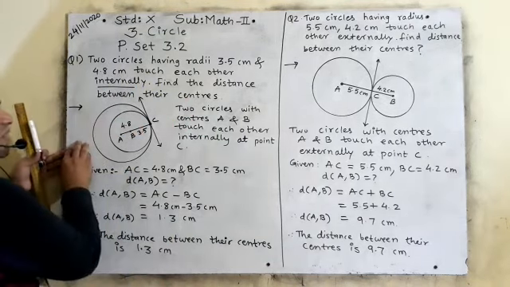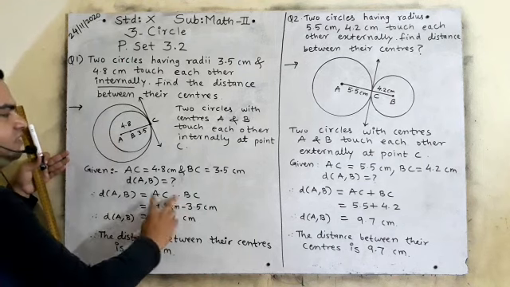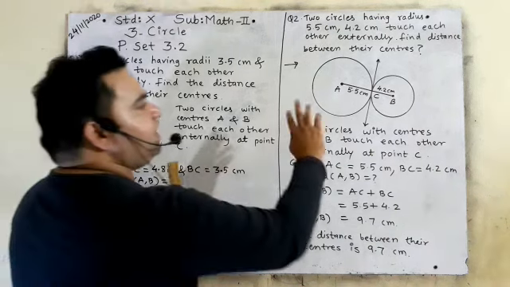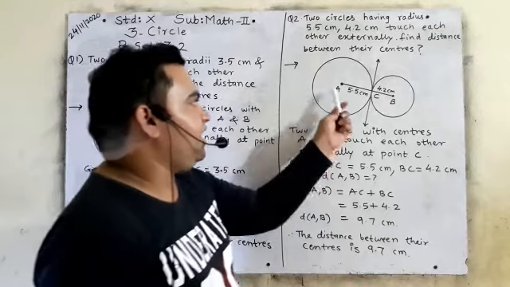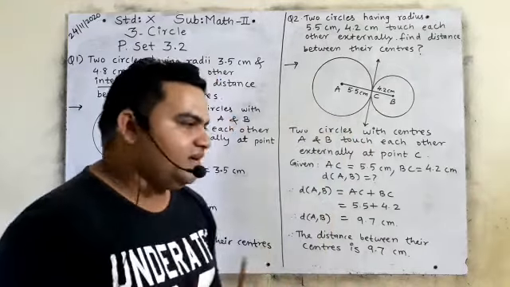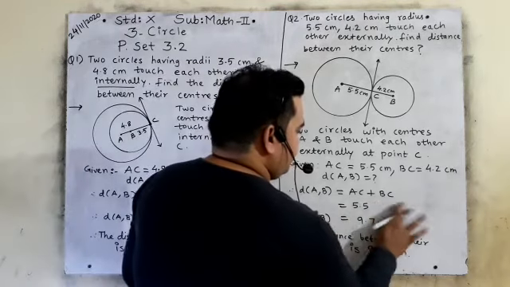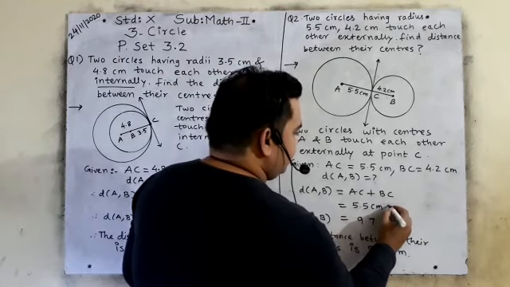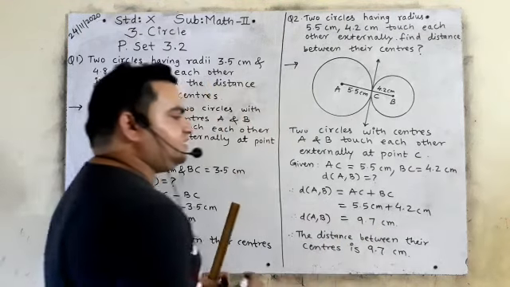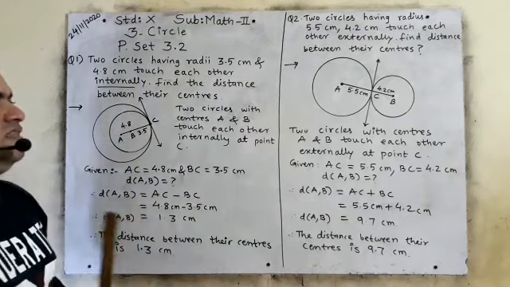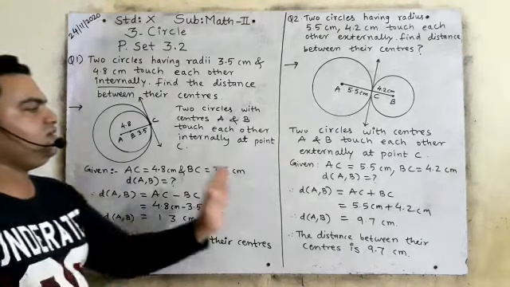When the circles touch internally, you have to do the subtraction between the radii, and when they touch externally, you have to do the addition of the radii. See, AC plus BC. Is it clear? Here you can mention centimeter, no problem. See, 5.5 centimeter plus 4.2 centimeter, so the answer will come 9.7 centimeter. Is it clear? This is how you have to solve question number 1 and question number 2.